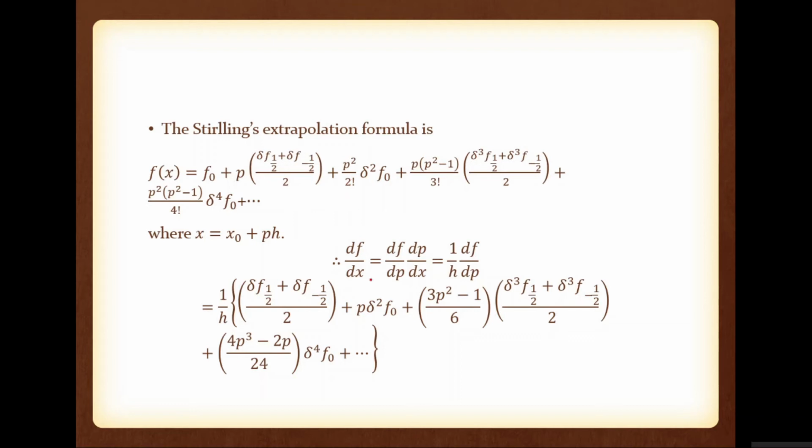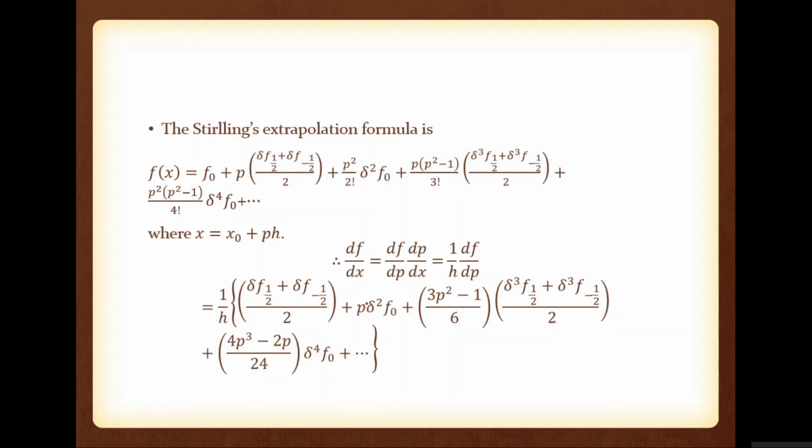So that is p. So p into θ² f0, plus this is actually (p³ − p) divided by 3 factorial. So its derivative is 3p² − 1. (3p² − 1) divided by 6, that is 3 factorial, into (θ³f1/2 + θ³f−1/2) divided by 2, plus this is actually (p⁴ − p²) divided by 4 factorial. So its derivative is (4p³ − 2p) divided by 4 factorial into θ⁴ f0. Okay, plus etc. That is not important for us because we have up to θ⁴ f0.